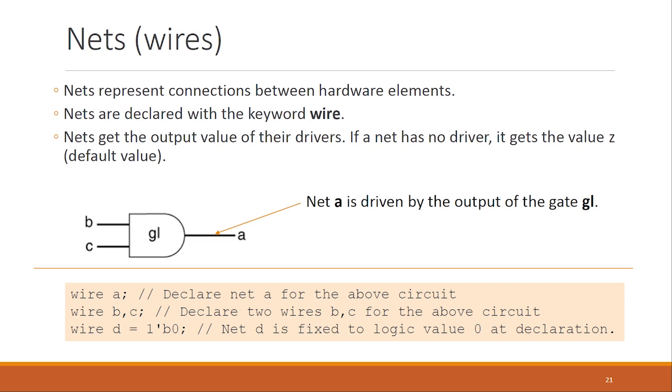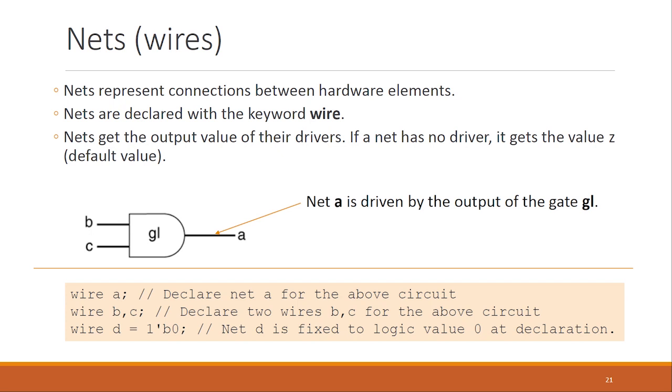You have seen this syntax in C as well. When you want to declare multiple variables with the same data type, you can use the comma and then you can separate two variables with a comma. The same thing applies here as well. So wire B, C will create or declare two wires called B and C.